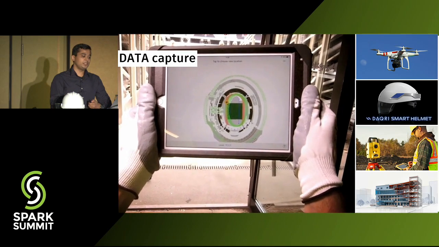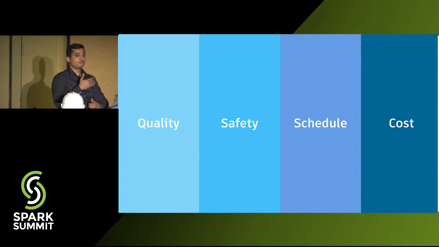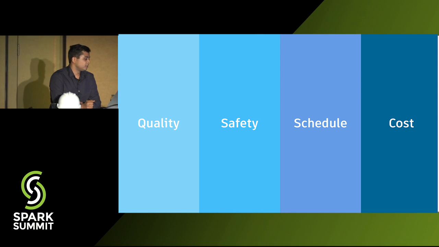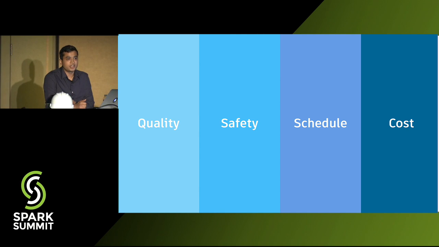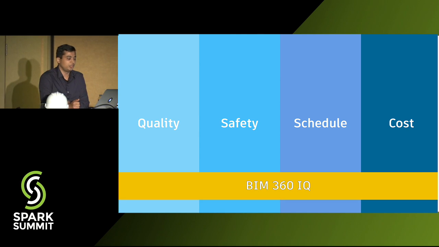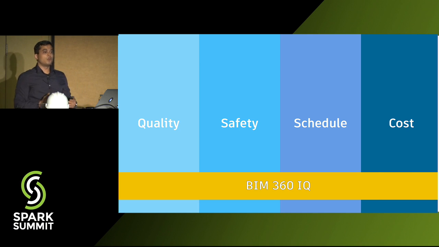And because of that, last year we started with, so these are the four big verticals, four big quadrants of construction: quality, safety, schedule, and cost. Last year, IQ started with a focus on quality, and now we are venturing into safety, schedule, and cost. So the question is, what does IQ do? What are some of the customer problems that IQ solves?